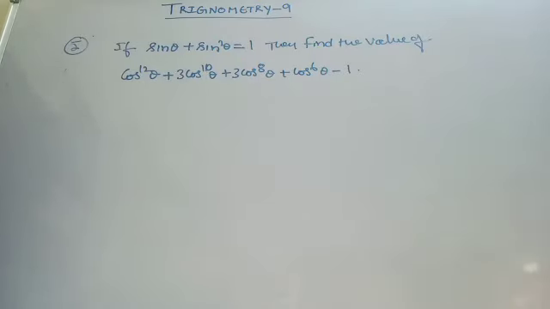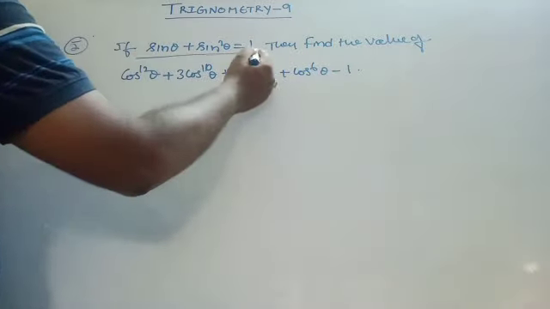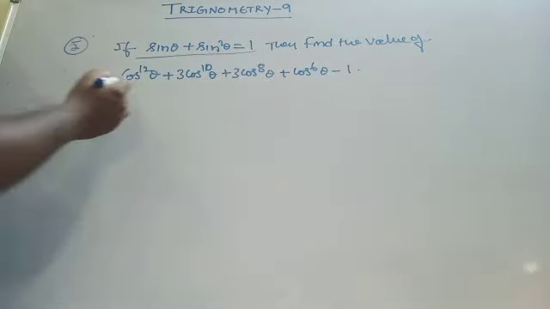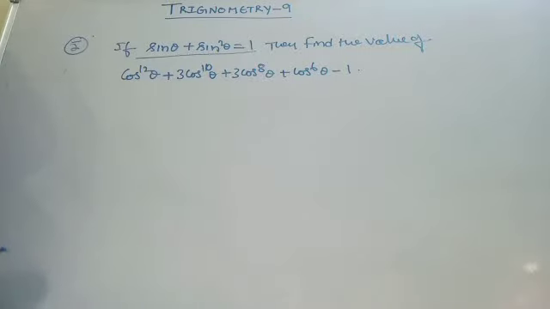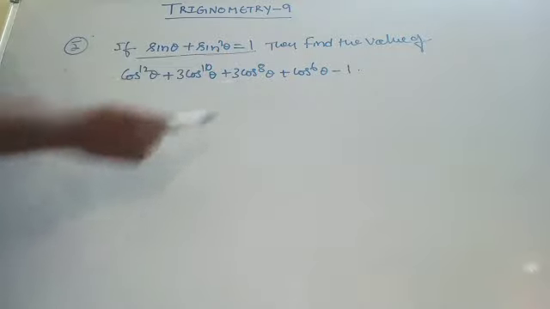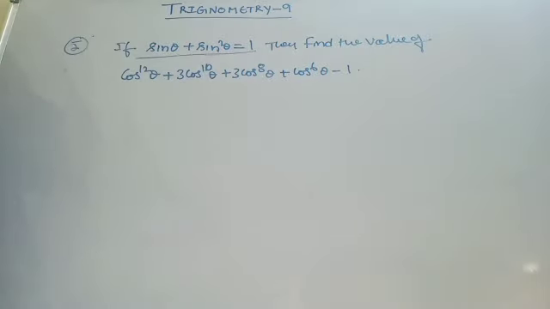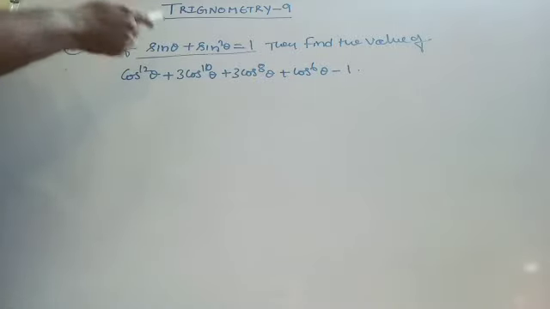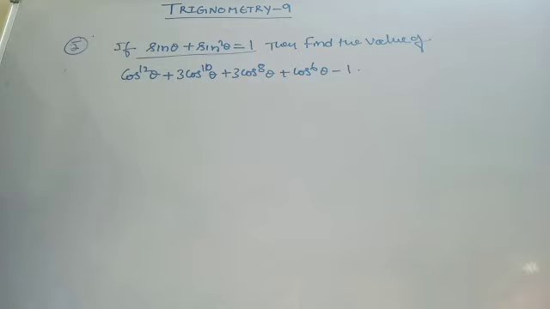Okay, the next we have a very important problem, the fifth one. They given that if sine theta plus sine square theta equal to 1, then find the value of cos power 12 theta plus 3 into cos power 10 theta plus 3 into cos power 8 theta plus cos power 6 theta minus 1. Such a big trigonometric expression value we have to find using the given condition, sine theta plus sine square theta is equal to 1. How we are going to achieve this particular problem?